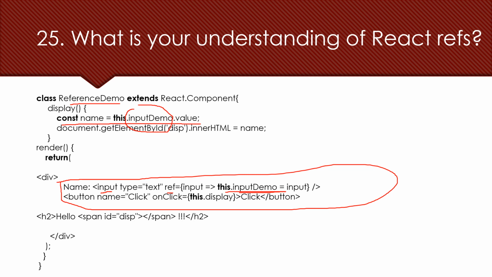So inputDemo is the reference for this input component. In here we are setting its value, inputDemo.value, whatever the user enters in that, into the constant, and with document.getElementById we are fetching this div, this span, and then setting its value. So it will display like Hello Siger if I add Siger as input in that text box.